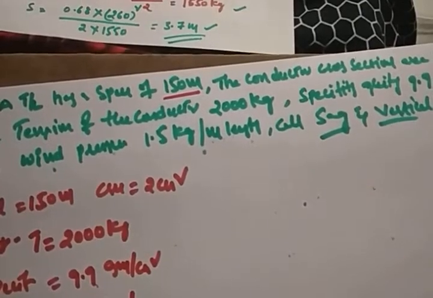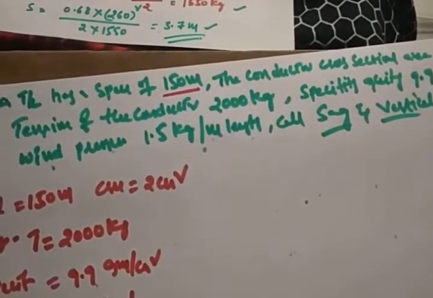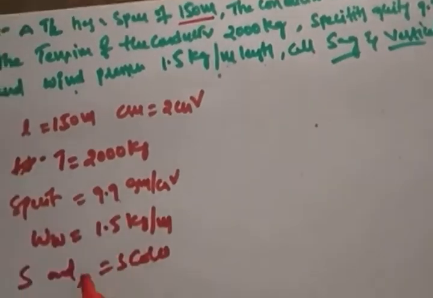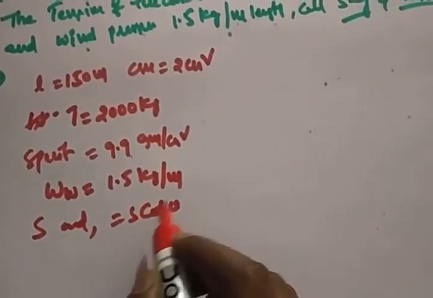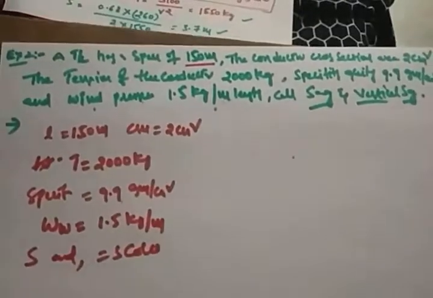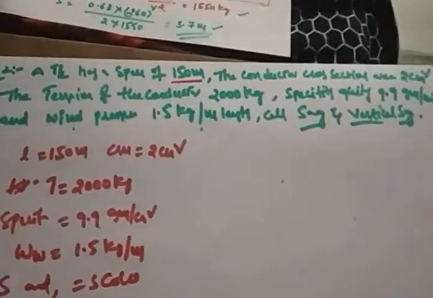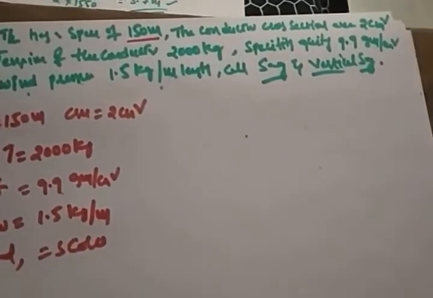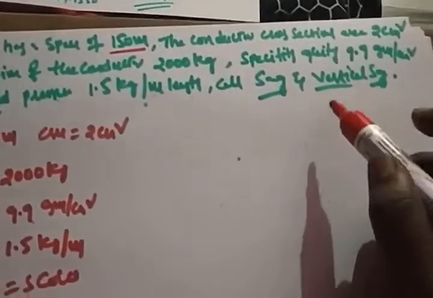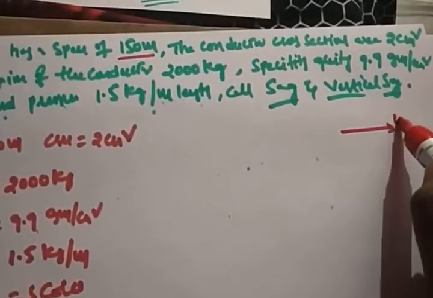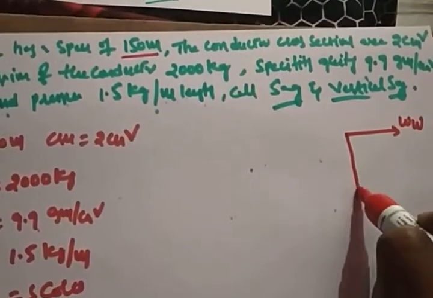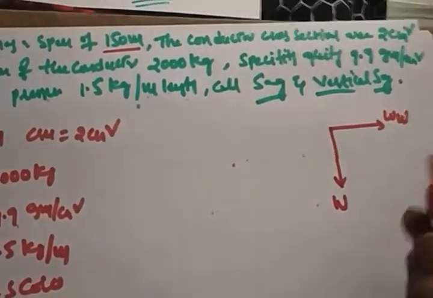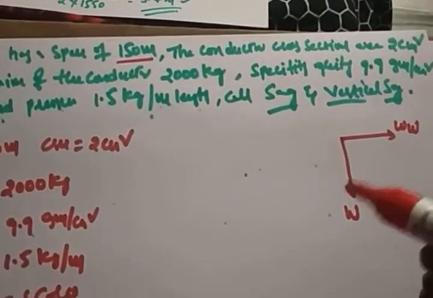So vertical sag is equal to S into cos theta. If you know S, you can easily calculate S cos theta. So these are the items they have given. First understand, is there any ice loading? There is no ice loading. Only wind pressure is going to be present in the system. So wind pressure is working in this direction, and in this direction only the weight of the conductor. There is no ice loading.